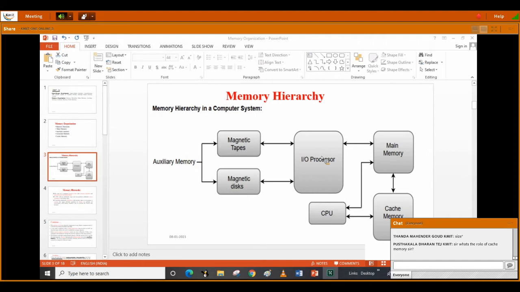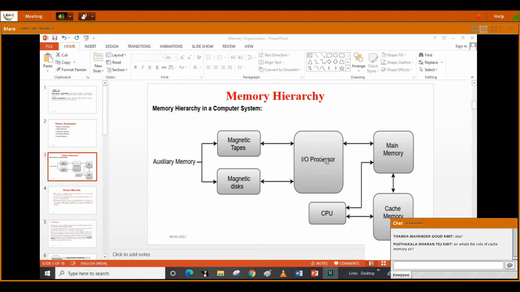So that the CPU can execute the program, it should be present in main memory. So the IO processor is mainly useful to transfer the data from secondary memory to the main memory, so that the CPU can execute the program which is present in main memory.